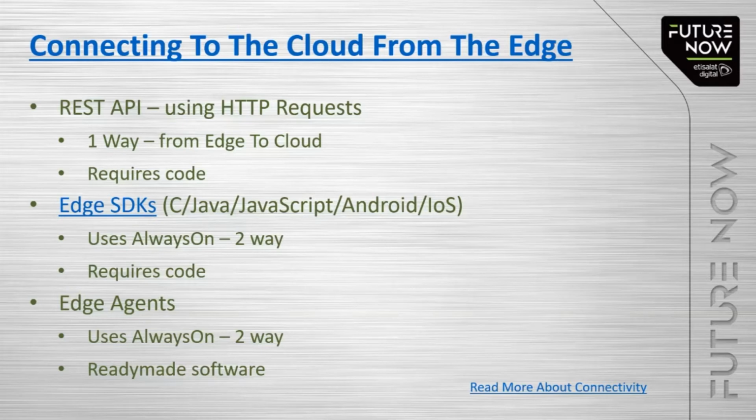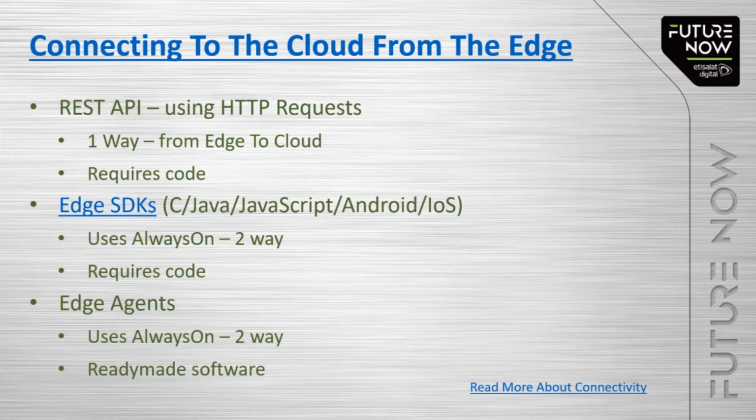For those of you who don't know what a REST API is, a REST API is an API that's exposed and can be accessed using HTTP requests. So I could be on a web page and I could send pings. I don't only have to use it from JavaScript or a web page. I could encode these in all sorts of languages, but it's only one way. So I can only send messages from the edge to the cloud.